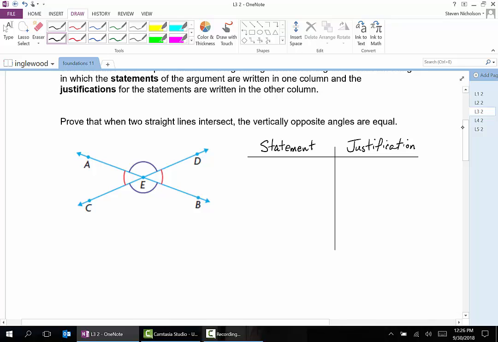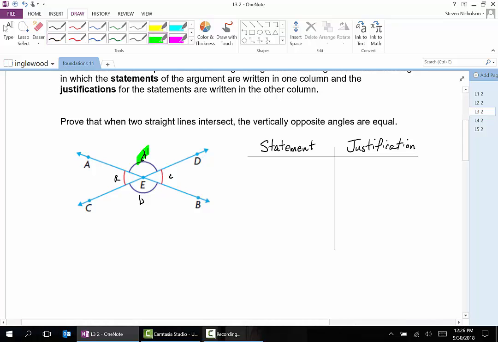Now, these are a little bit tricky, and it takes a little bit of practice. But ultimately, we have to start somewhere, and we start with given information if we're given it. But the very last statement is what we want to prove to be true. So in this one right here, we want to prove that vertically opposite angles are equal. So I'm going to label these angles A, B, C, and D. And one of the other difficult things about this idea is you have to make lots of decisions.